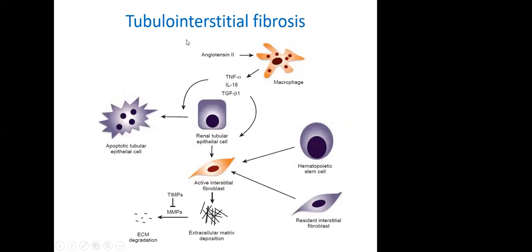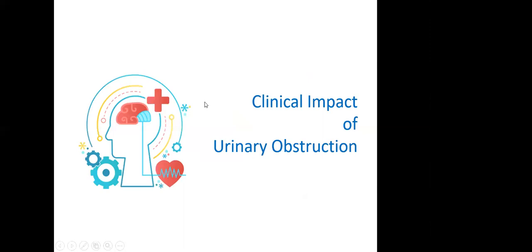As I previously told, whenever there is an obstruction, angiotensin II will be released. This will recruit lymphocytes and monocytes, from which growth factors will be released. These growth factors will particularly affect the renal tubular epithelial cell, because this is the cell most commonly damaged in obstructive injury. This cell will either go for apoptosis or be converted into myofibroblasts, and more collagen will be deposited, ultimately leading to sclerosis, that is glomerular sclerosis of the kidney. This is the most important pathophysiological feature seen in obstructive injuries: tubulointerstitial fibrosis. So, coming to the clinical impact of urinary tract obstruction.